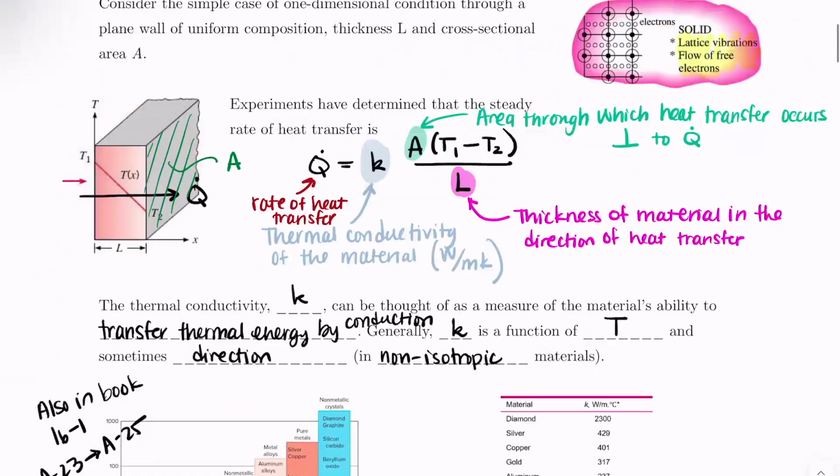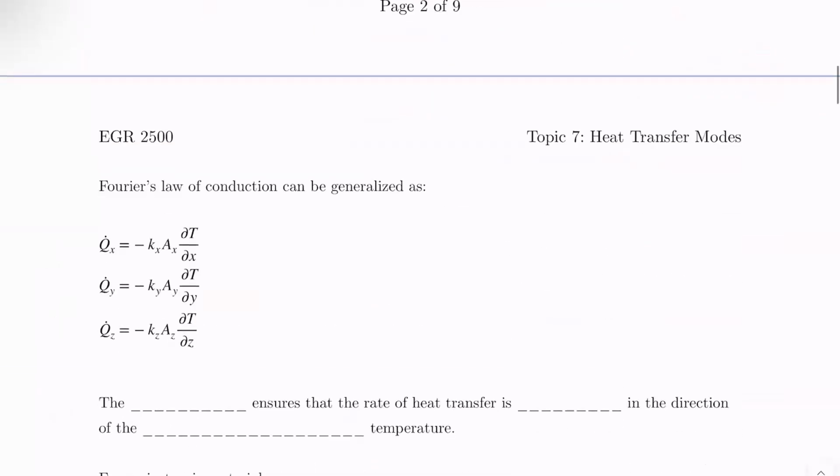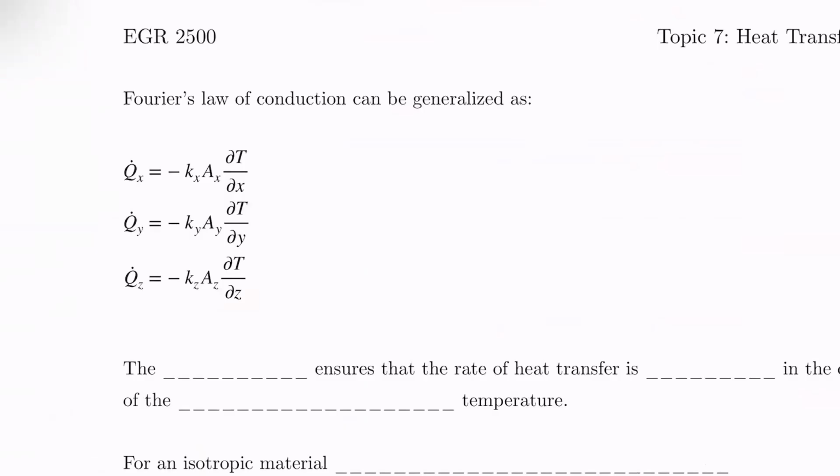So if you remember, we talked about how our rate of heat transfer can be written down in this way. So we have our thermal conductivity times area over the length and then times the temperature difference. We can generalize this as the following. So we have our thermal conductivity, and the subscripts denote the direction. So this is assuming that our thermal conductivity could change depending on the direction. So this is a directional thermal conductivity.